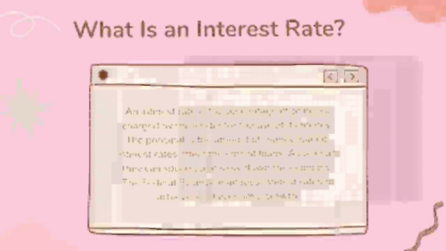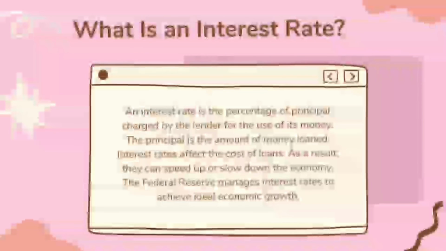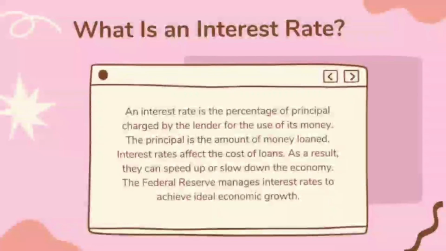Before we start, we need to know what an interest rate is. An interest rate is the percentage of principal charged by the lender for the use of its money. The principal is the amount of money loaned. Interest rates affect the cost of loans. As a result, they can speed up or slow down the economy. The Federal Reserve manages interest rates to achieve ideal economic growth.